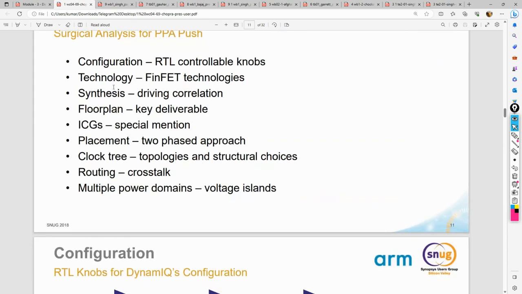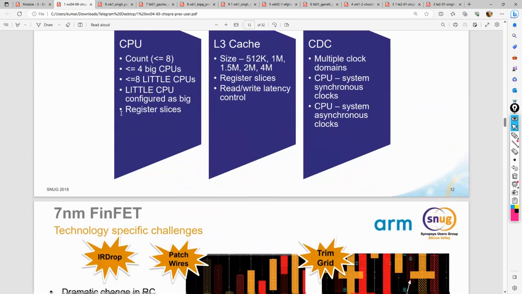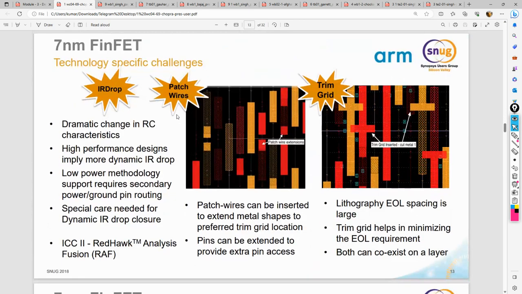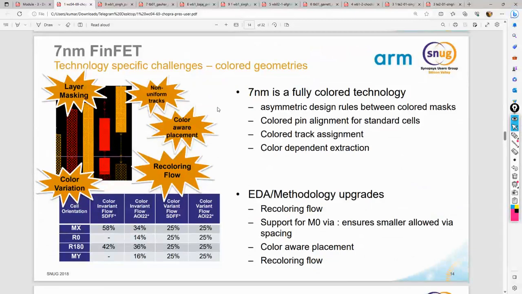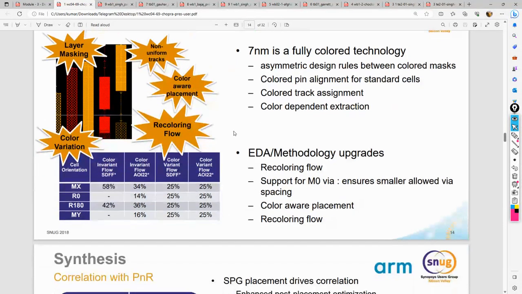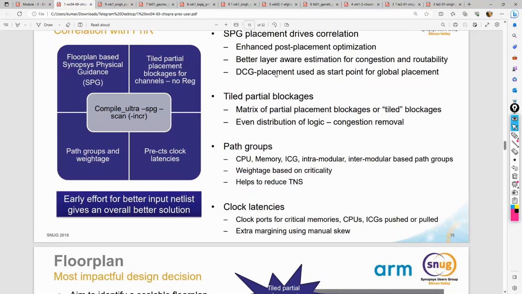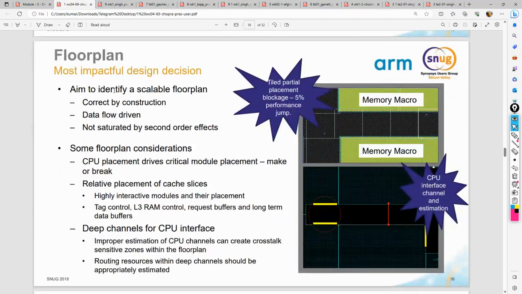So at the end of the course, these papers would be shared, covering exactly what we are talking about, say 7 nanometer FinFET, what the different challenges are, DRCs, pin accessibility, and a lot of things. So what are the best practices that they have followed.